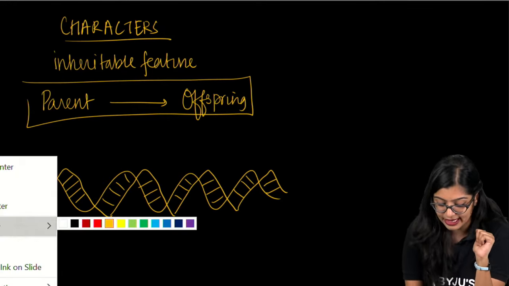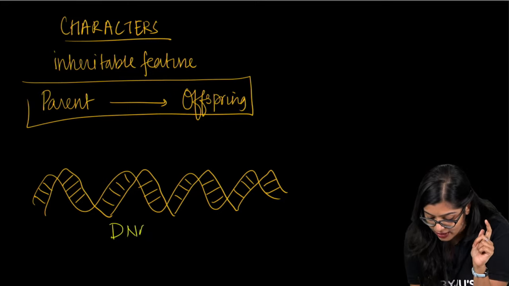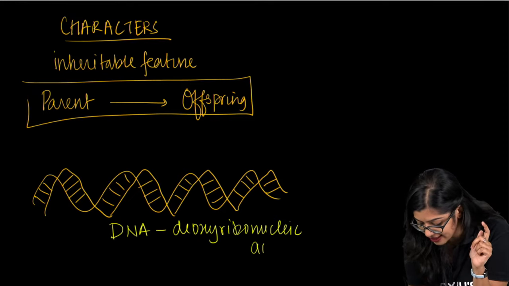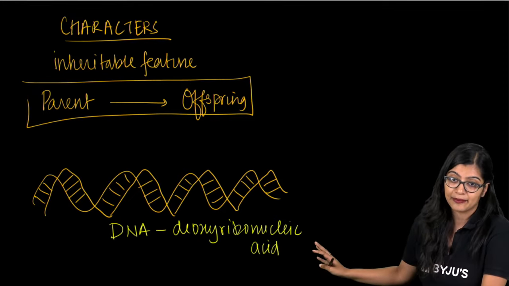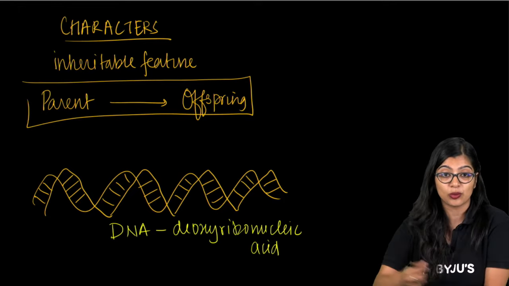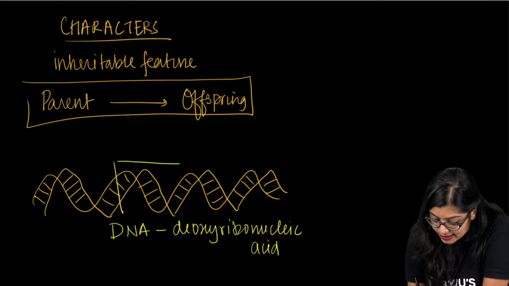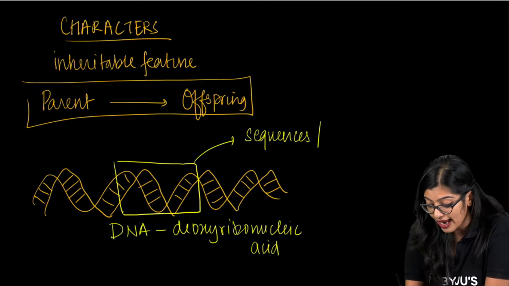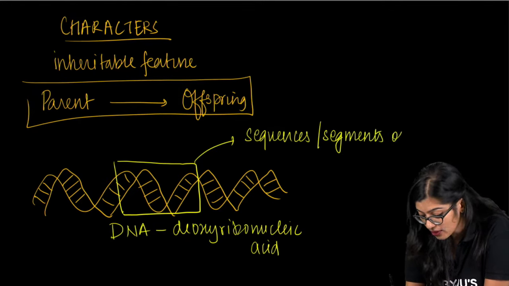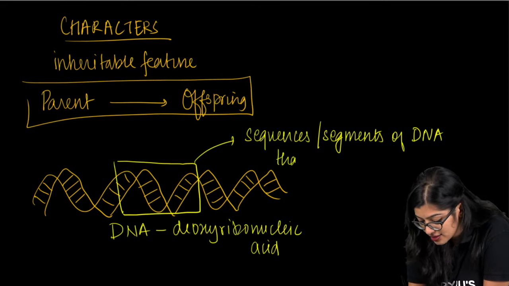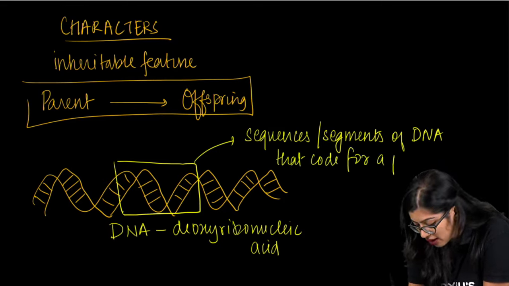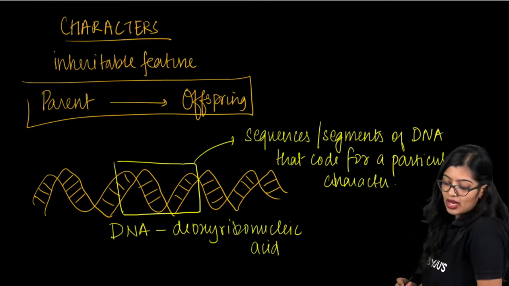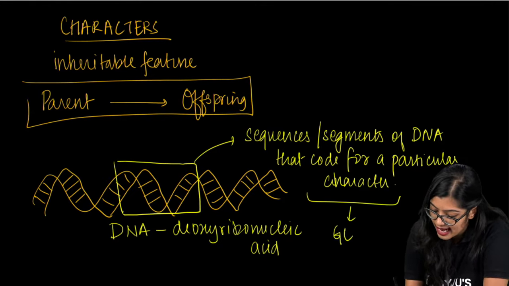Now, where in the DNA is our question, right? So what is DNA? DNA is nothing but your deoxyribonucleic acid, right? So this is what we understand as DNA. Now, where exactly in the DNA do we find this? Now, we see that there are certain sequences, all right? Write this down. We see that there are certain sequences, or I can say certain segments of DNA that code for a particular character, right? So they code for a particular character. Now, this is what we understand as a gene.